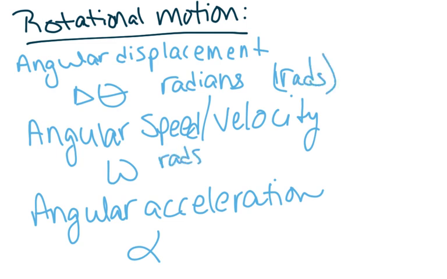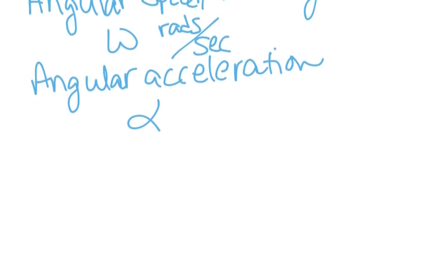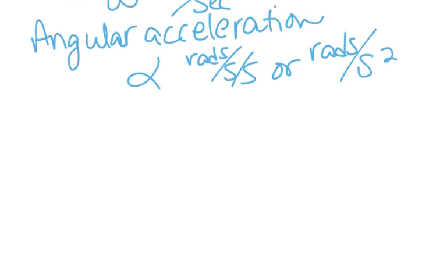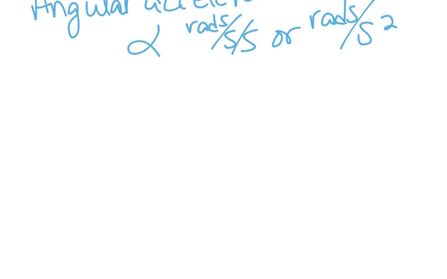Or radians per second, or radians each second for omega. And then radians each second squared. And like I mentioned before, the biggest thing is making sure you don't mix linear and angular quantities together.